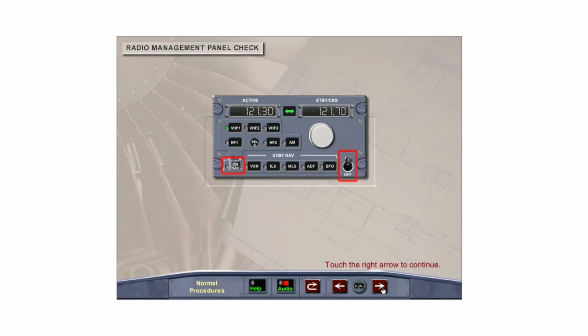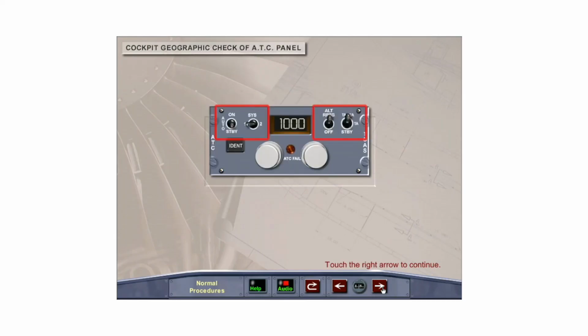On the radio management panel, ensure that the on-off switch is on and the green nav light is extinguished, that is, that the standby nav feature is not activated. During the cockpit geographic check of the ATC panel, set the system selector switch to 1 for odd number flights and 2 for even number flights. Check that the mode select switch is in auto, the altitude reporting switch is on, and the TCAS mode selector is in TARA.